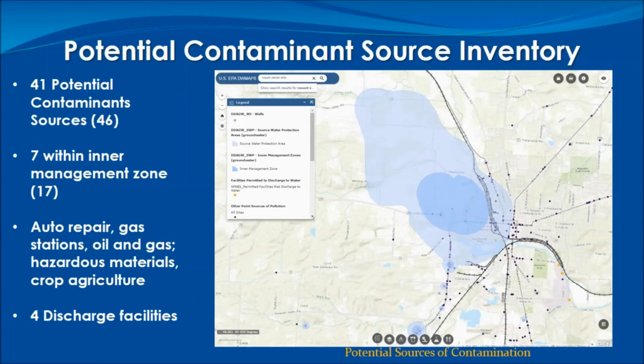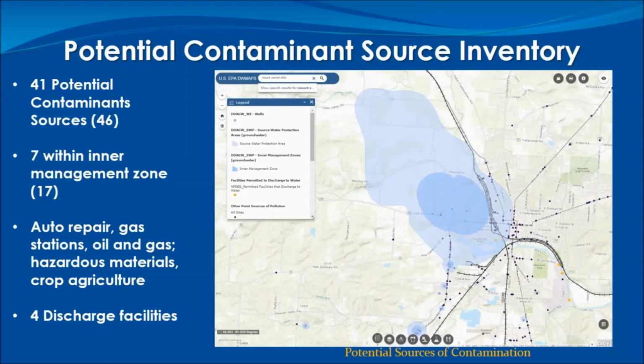So here are the results of my rapid source water assessment. I've identified several different potential contaminant sources, including a few auto repair shops, a few gas stations, some oil and gas sites, a few locations that have hazardous materials. There is also a pretty wide area with crop agriculture.